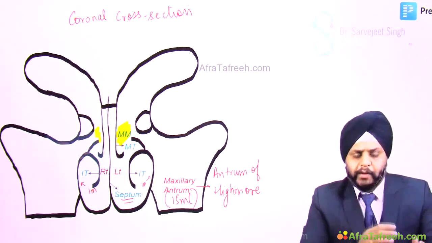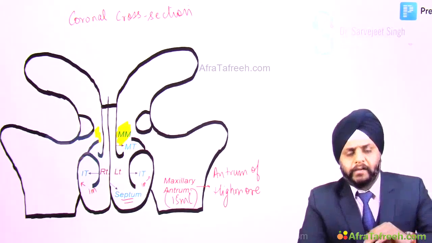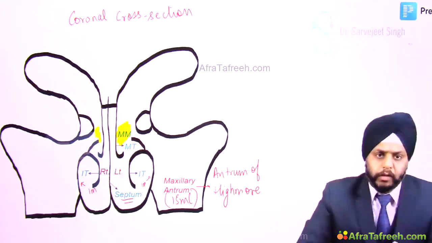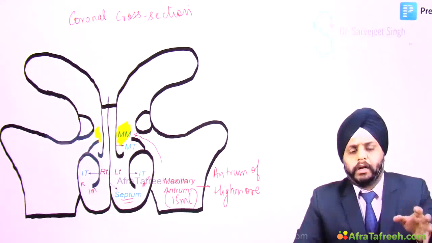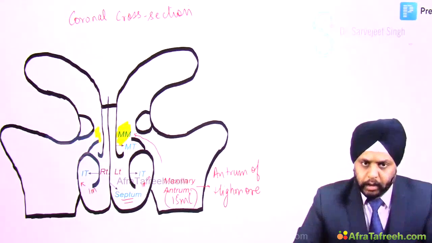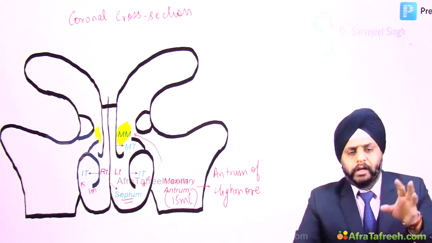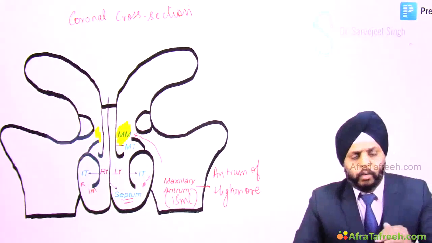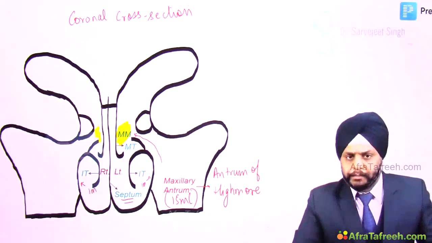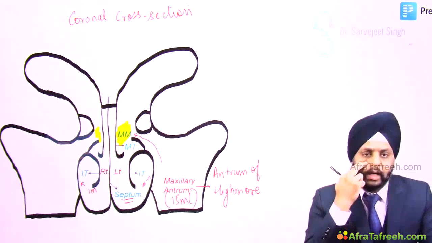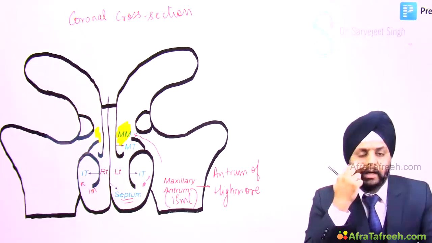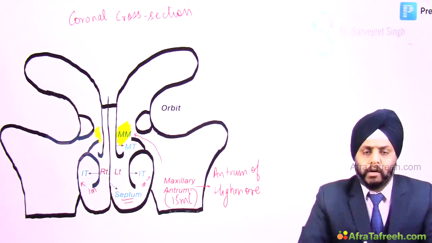In the previous topic, I told you that the maxillary sinus drains in the middle meatus. You see over here that we have the maxillary sinus, the maxillary antrum, and it is draining into the middle meatus. You can clearly make out that this is draining into the middle meatus. Now what lies above the maxillary antrum? Above the maxillary antrum, we have the orbit.